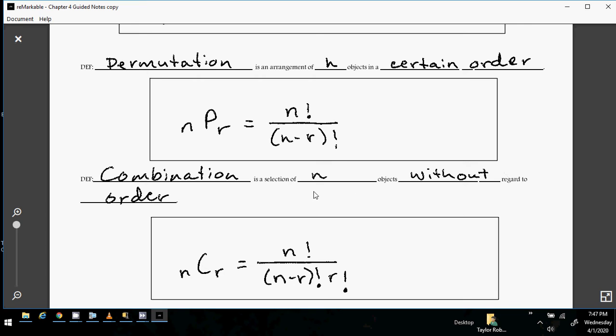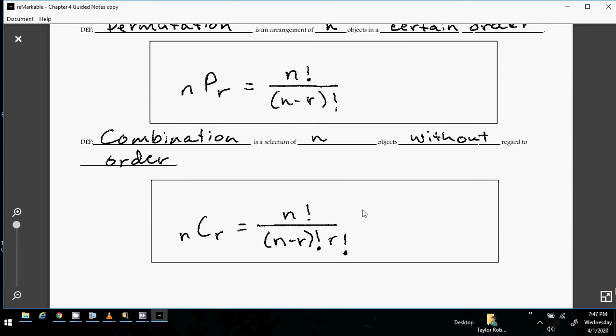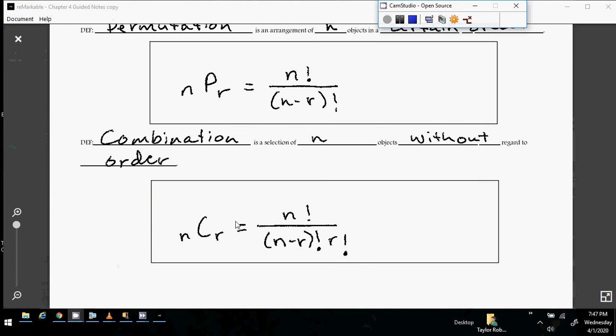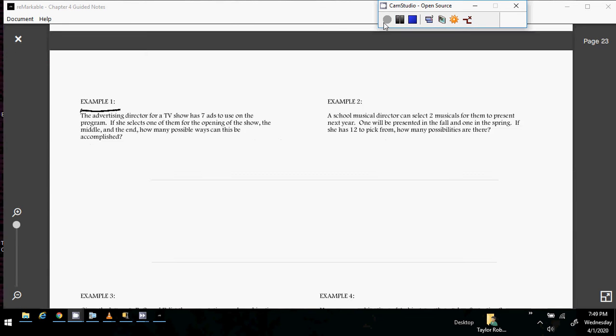If there is no order or it just says combinations, then you're going to use combination. Okay, so that's the difference there. Now let's look at some examples. Okay, so let's look at these examples real quick.